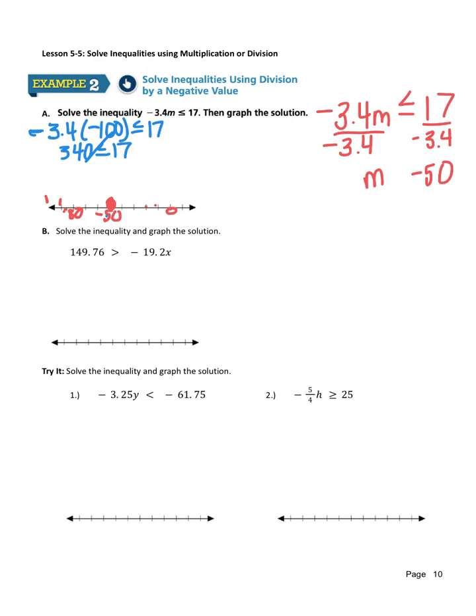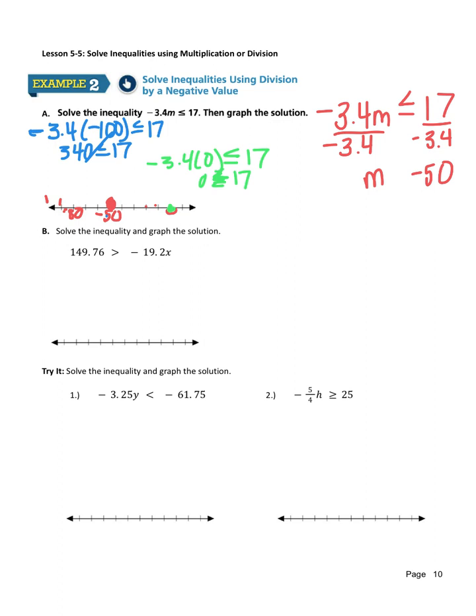Let me try the numbers on the right of negative 50. I'm going to choose 0, so I have to put 0 in here. Negative 3.4 times 0, is that less than or equal to 17? That will be 0, and 0 is less than 17.